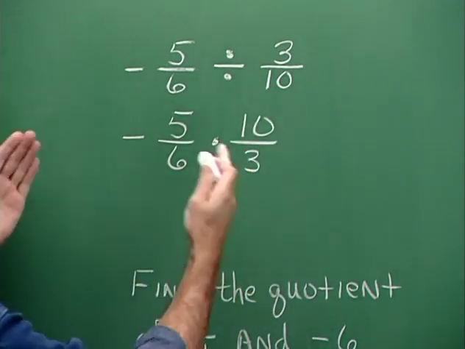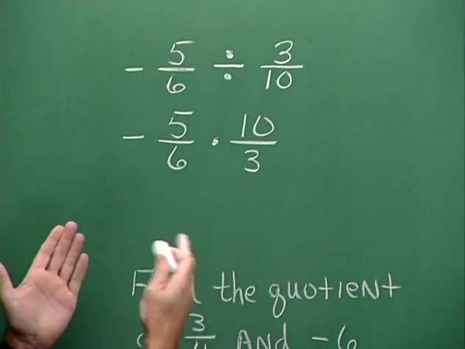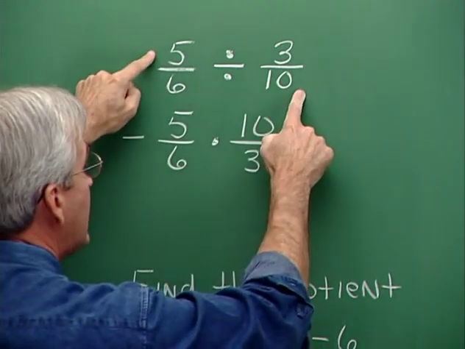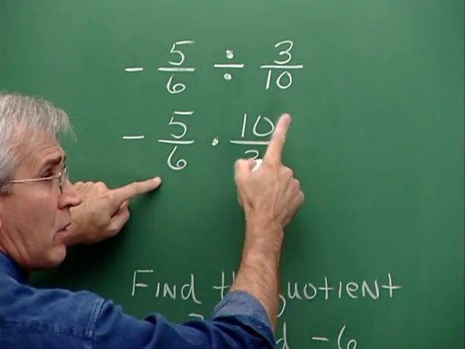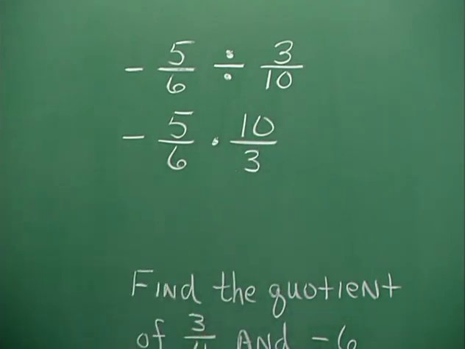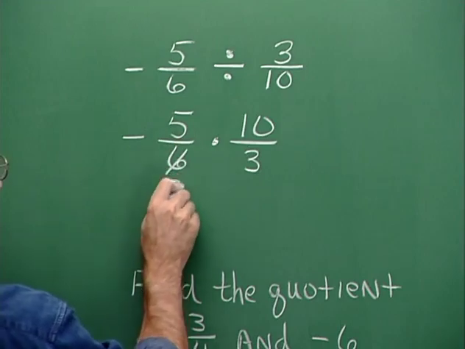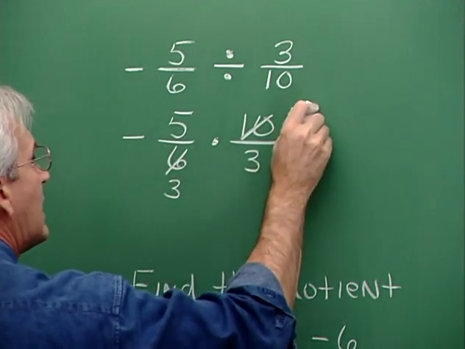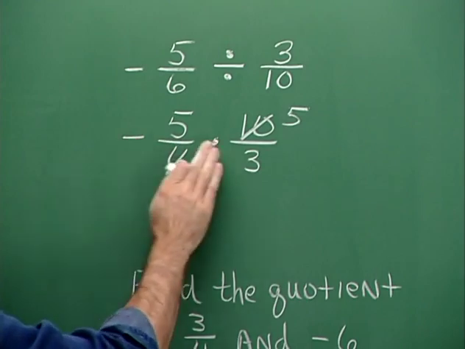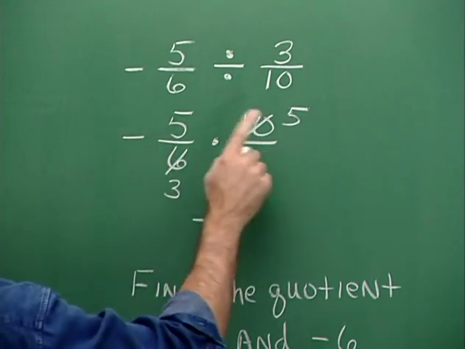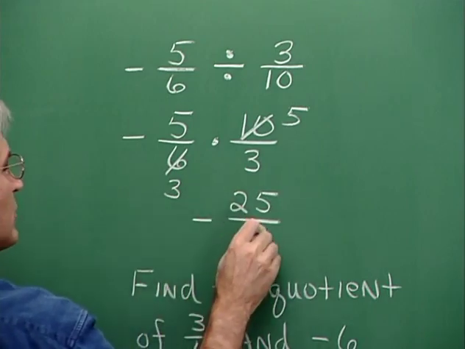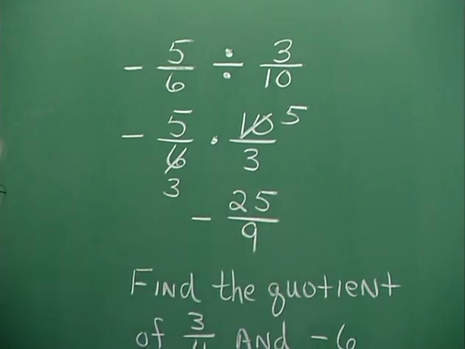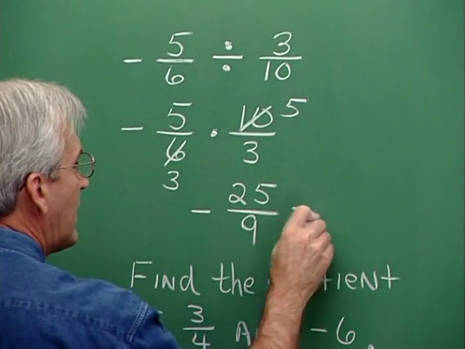Now do we see a cancellation opportunity? Well, yes, but it's not with the 5 and the 10. It turns out that it's with the 6 and the 10, because they're both even, and 2 is a factor in both of them. 2 into 6 goes 3, 2 into 10, 5. And now going straight across, negative times positive is negative. 5 times 5, 25 for the numerator, and in the denominator, 3 times 3, 9. We would presumably change this to a mixed number. Let's go ahead and do that.